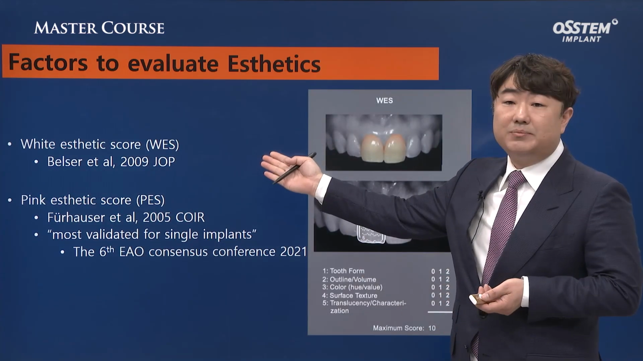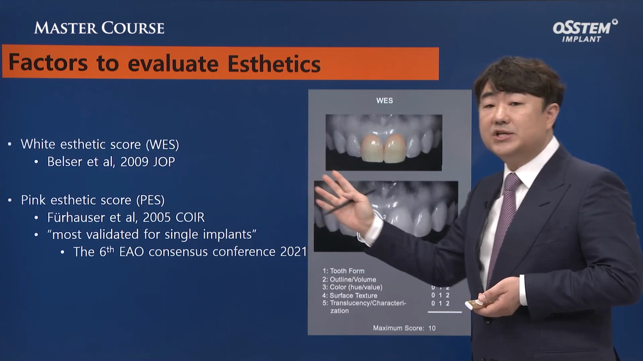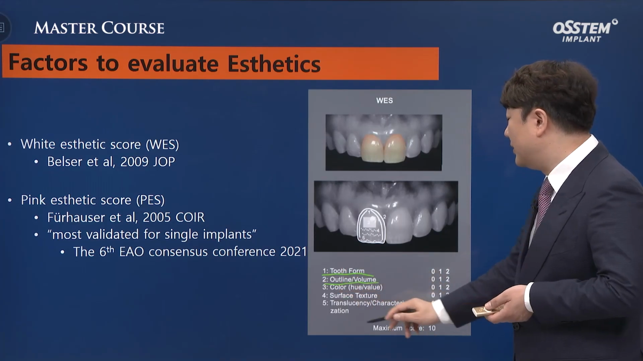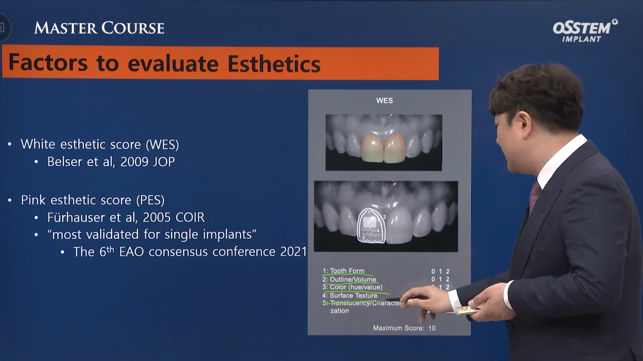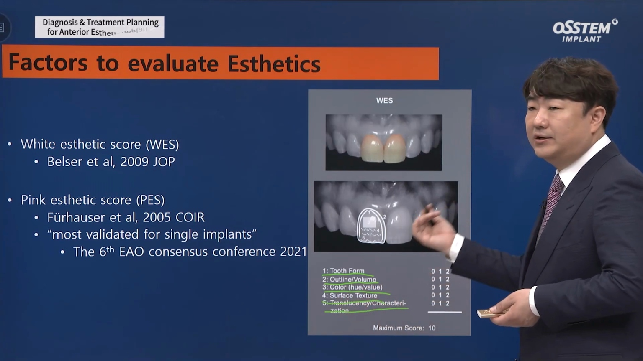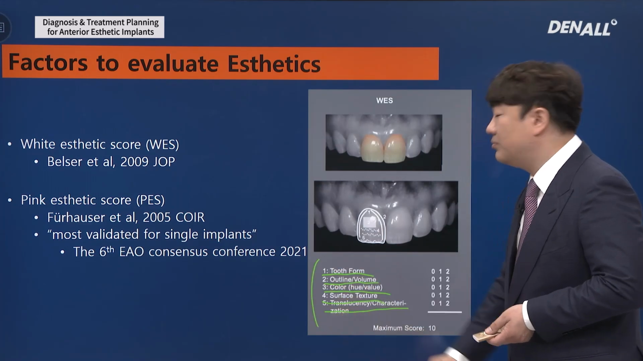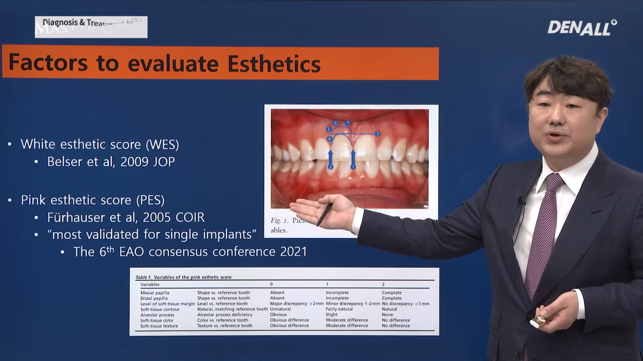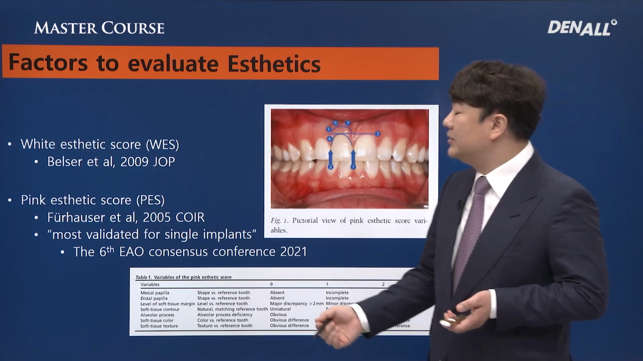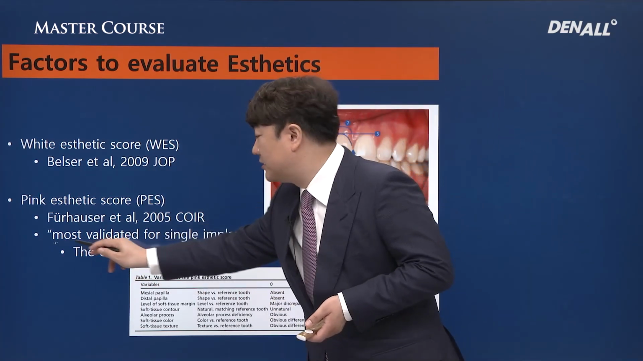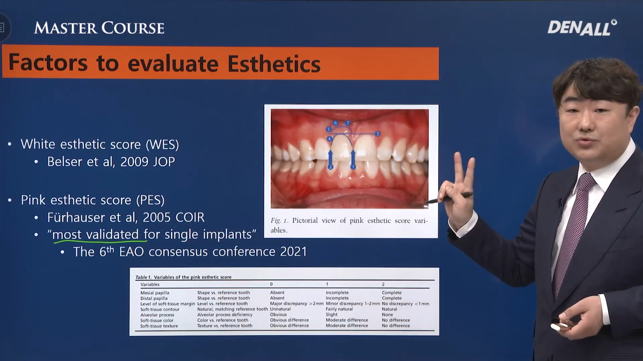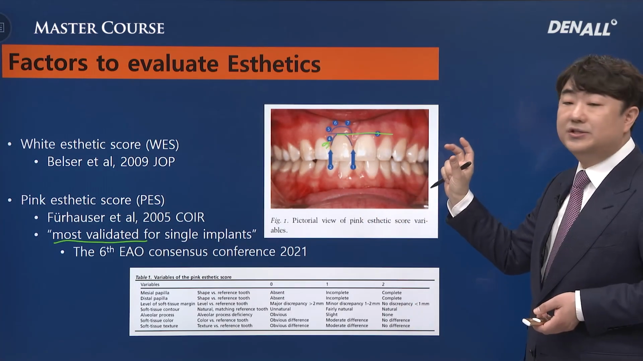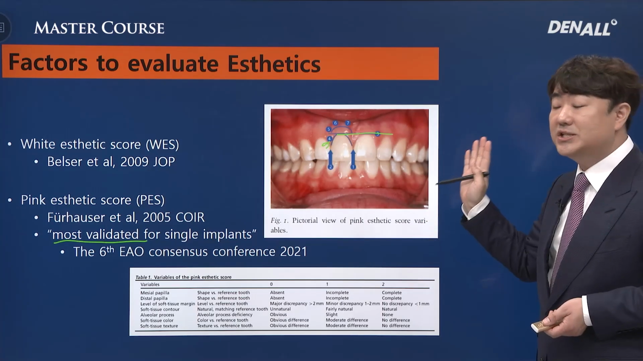In 2009, Belzer first introduced the concept of white aesthetic score. The white aesthetic score evaluates 5 elements: tooth form, outline, volume, color, surface texture, translucency, and characterization. Pink aesthetic score was introduced by Fearhauser in 2005 and is recognized as the most suitable tool for evaluating soft tissue aesthetics around single implants. It comprises of 7 elements: mesiodistal papilla, level of soft tissue margin, soft tissue contour, alveolar process, soft tissue color, as well as texture.